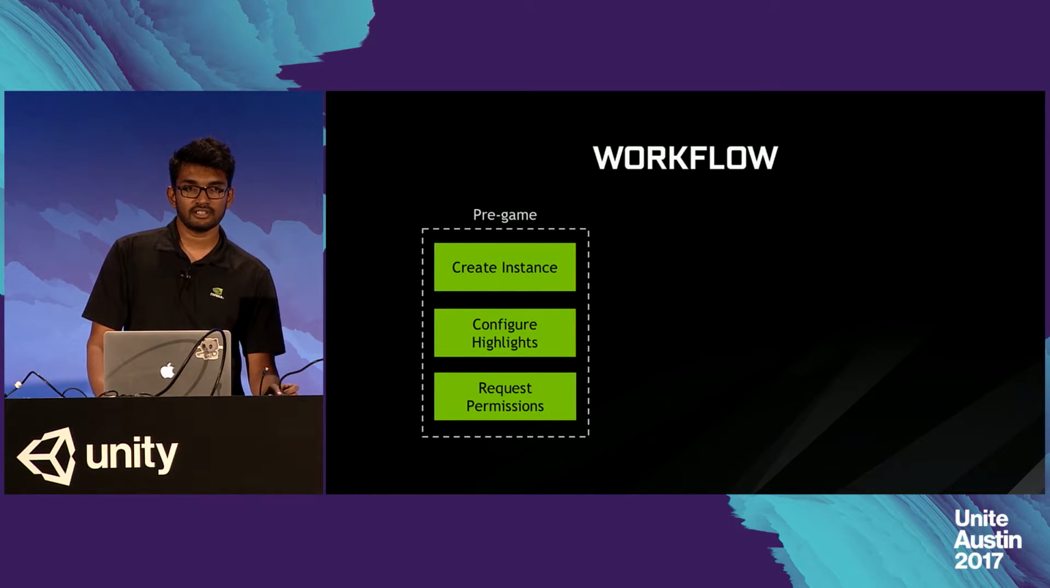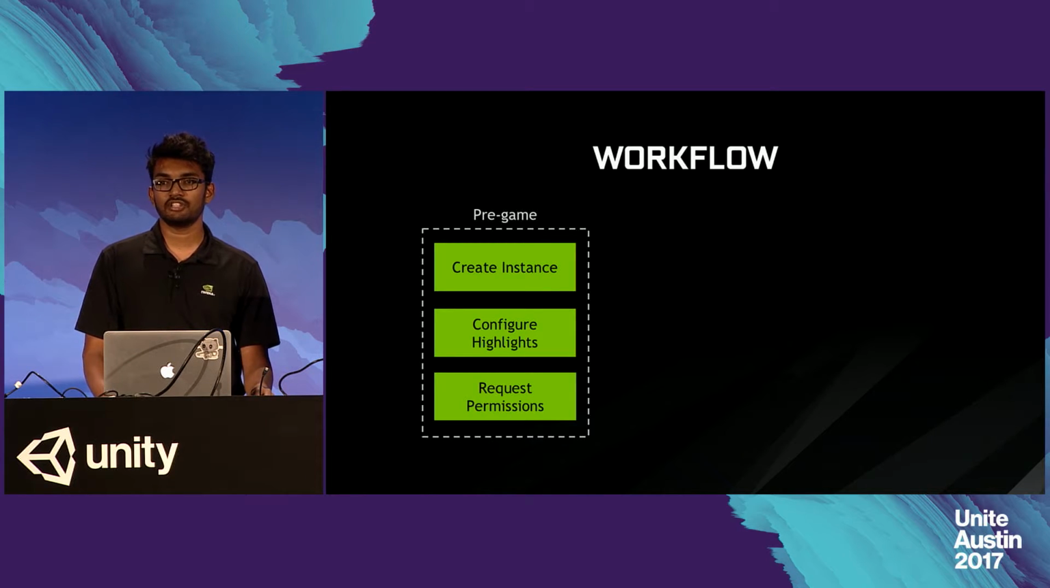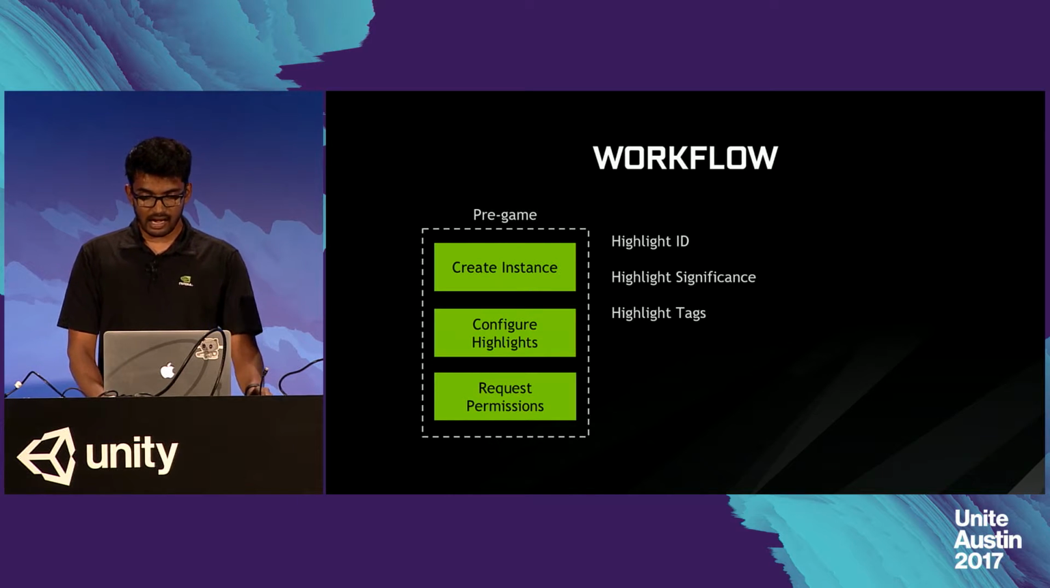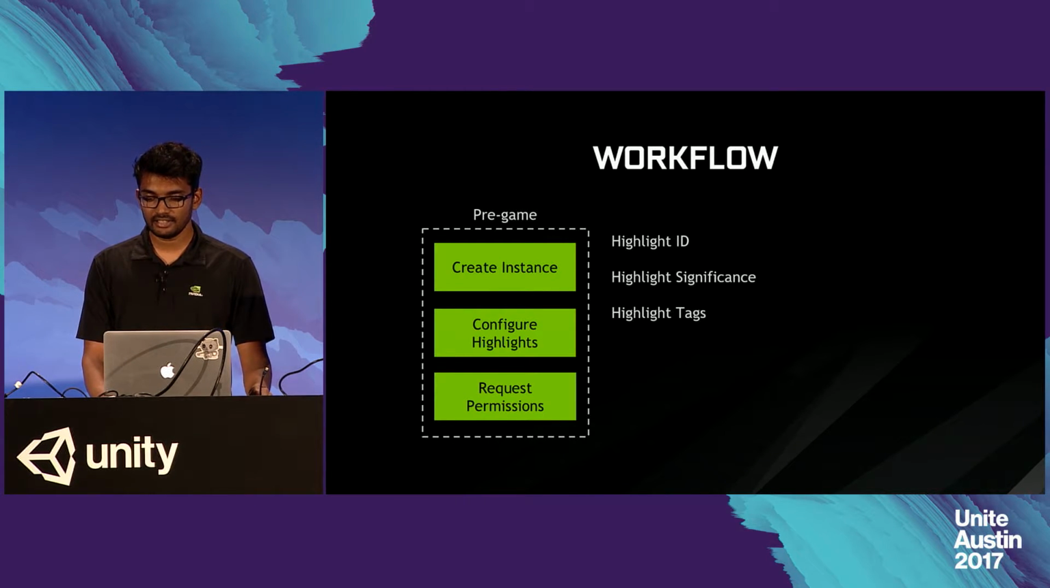The highlight capture is only enabled once the user provides permission to capture them. A highlight can be identified uniquely with its ID. It also has some additional properties like the significance level of the highlight and also a tag which is used to uniquely classify a highlight. A tag could be something like, you can say that a highlight is a milestone, for example, or if it is an achievement, etc.